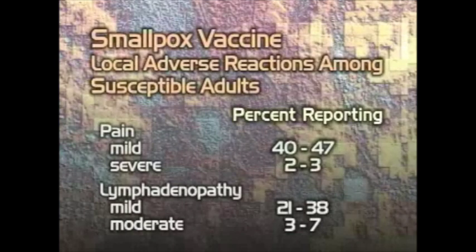40 to 47% of the vaccinees reported mild pain at the site of inoculation, but 2 to 3% reported the pain as severe. Axillary lymphadenopathy was reported in about 1/3 of recipients. Most lymphadenopathy was mild, but in 3 to 7% it was considered moderate, that is, bothersome to the vaccinee, but not otherwise interfering with normal activities.